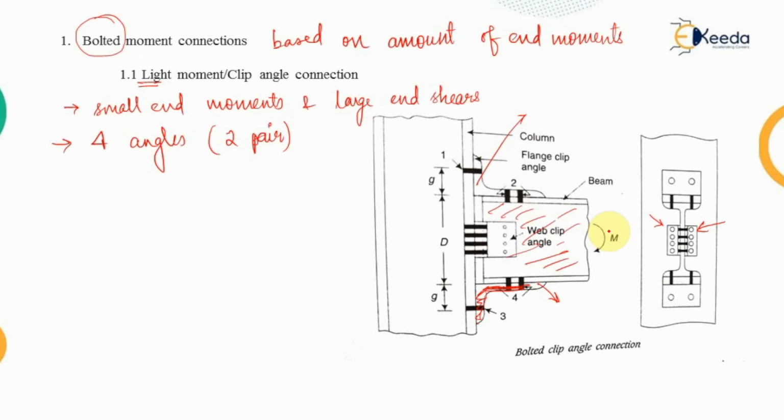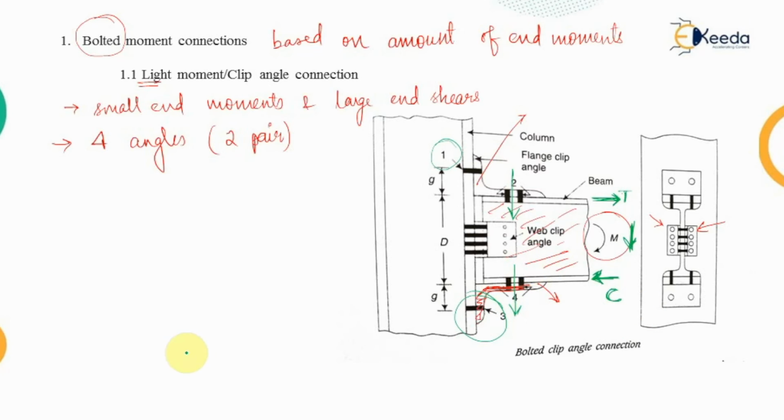Now if there is a clockwise moment that is being shown here, that means the upper portion of the flange will be subjected to the tensile force, while the bottom flange of the beam will be subjected to the compressive force. So the bolts which are present at position 1 will be subjected to tensile force, while the bolts at the 3rd position will be subjected to the compressive force, while the bolts at the 2nd and 4th positions will be subjected to the vertical force, that is the shear. So bolt numbers 2 and 4 will be only under the shear force.